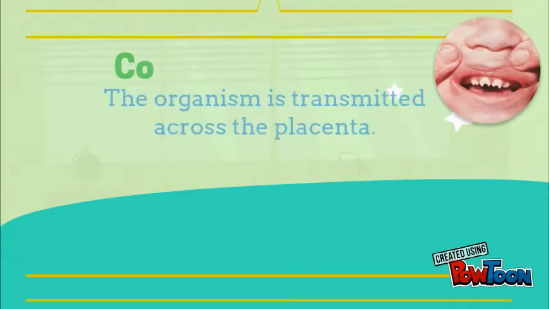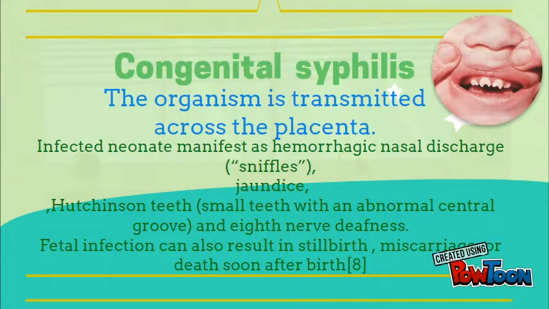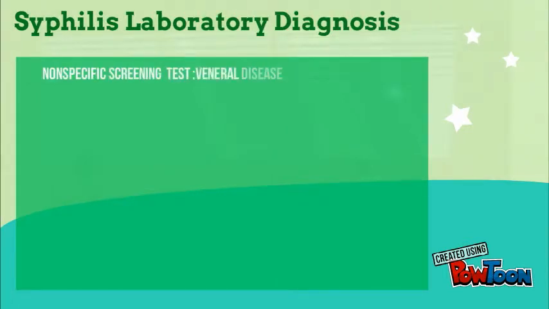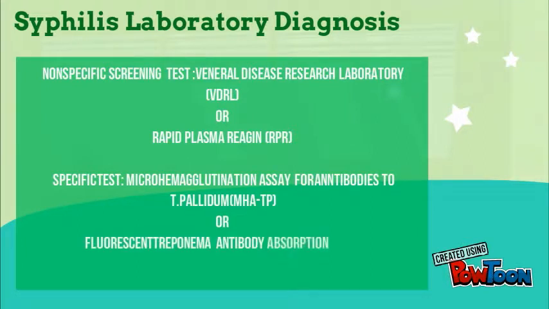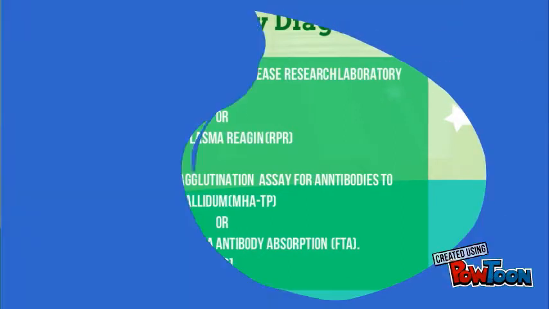Congenital syphilis: the organism is transmitted across the placenta. It manifests as several symptoms such as hemorrhagic nasal discharge, Hutchinson teeth, and 8th nerve deafness. How to detect syphilis in pregnant women? Non-specific screening tests such as VDRL or RPR are performed. Positive screening tests must be followed up with a treponemal-specific test such as MHA-TP or FTA.